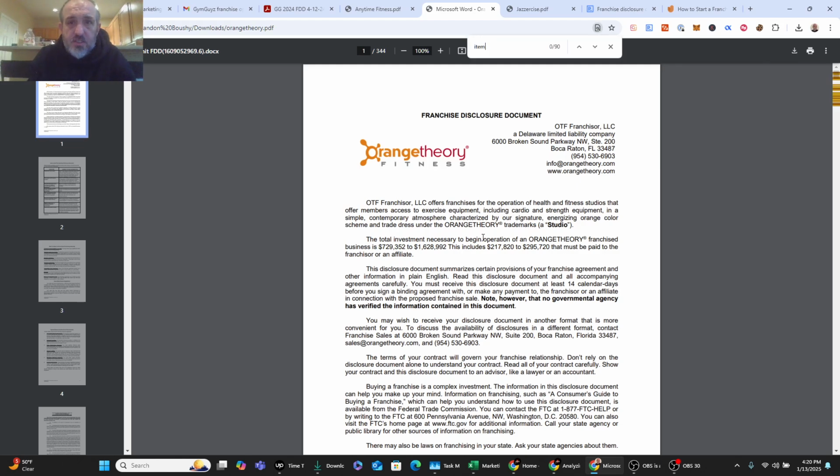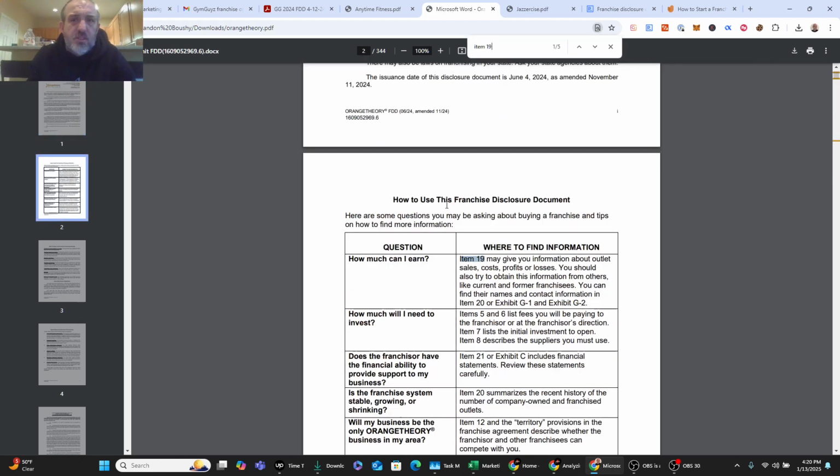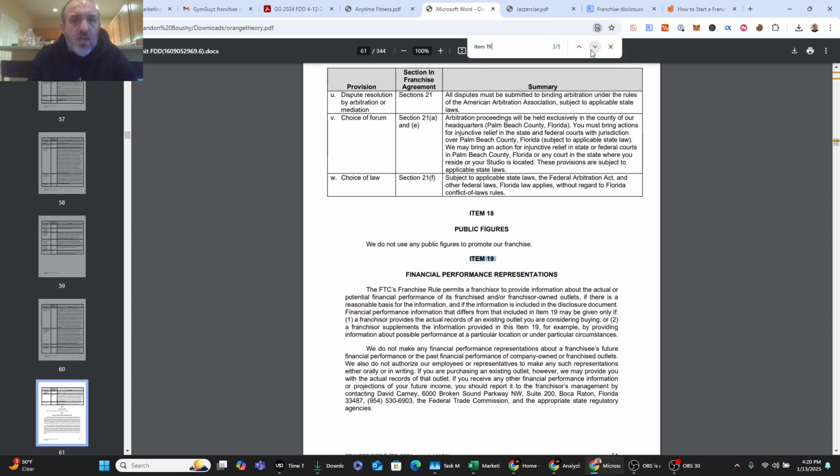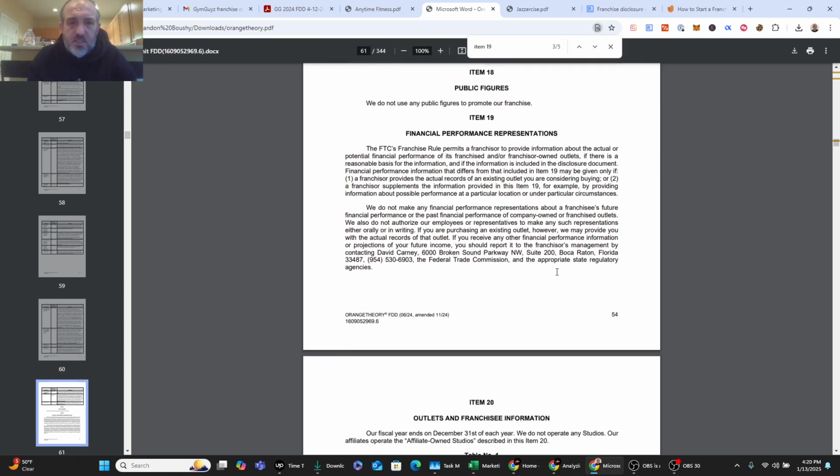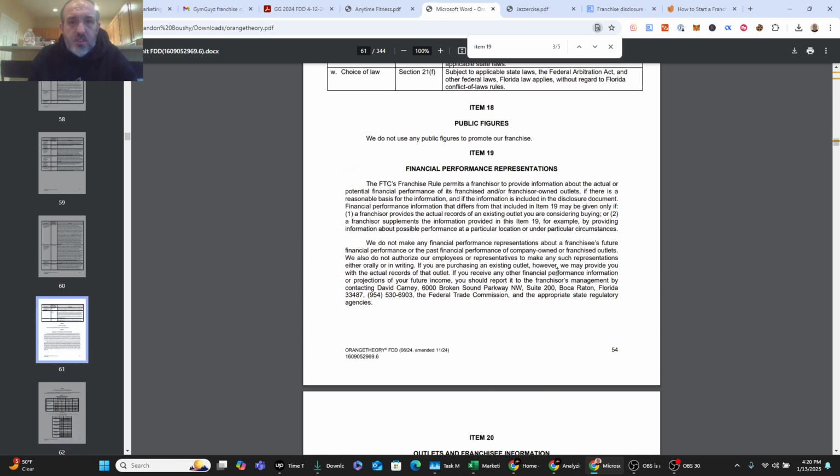Control F, item 19. One of the big things about looking at item 19 in franchise disclosure documents is that while it's required to have it in it, it doesn't have to be the same in each one. For instance, this one has an item 19 and it says we do not make any financial performance representations about franchise future financial performance or past financial performance.